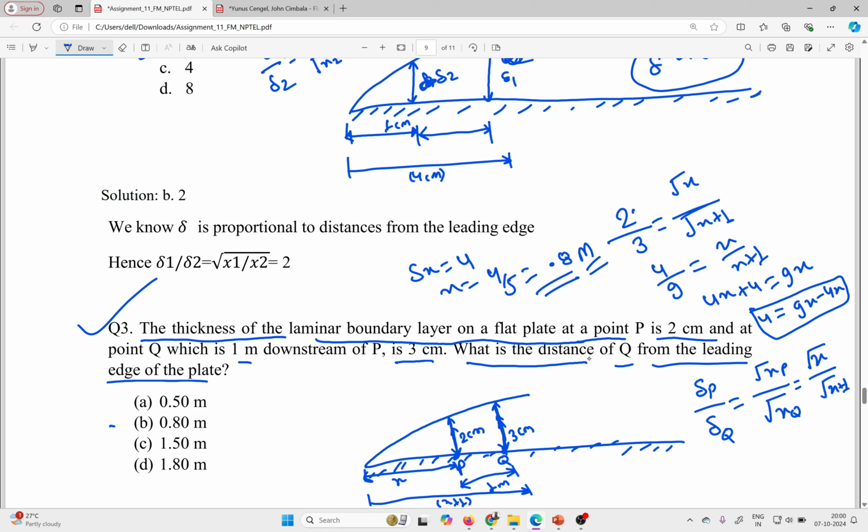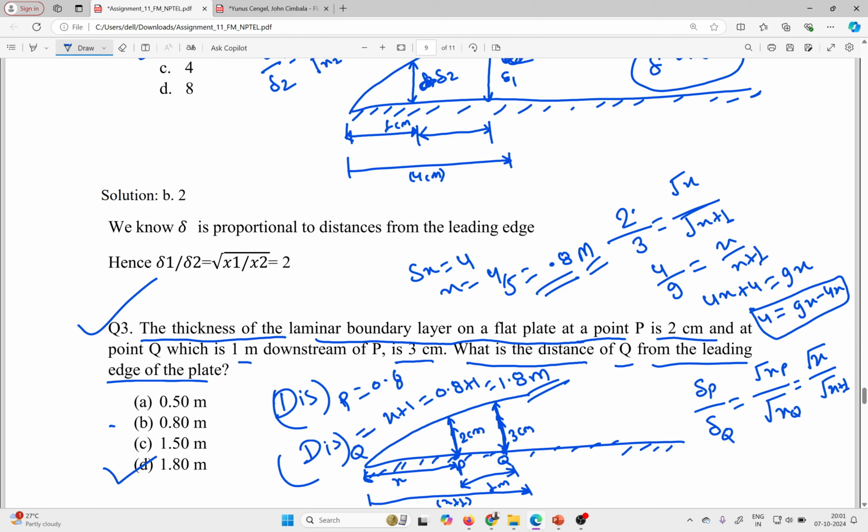So in the question, what is the distance of Q? So up to that much. The distance of P is 0.8. So the distance of Q will be x plus 1, means 0.8 plus 1, it will be 1.8 meter. So remember please what the question is. So option D will be correct for this.